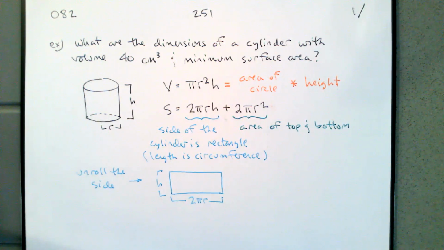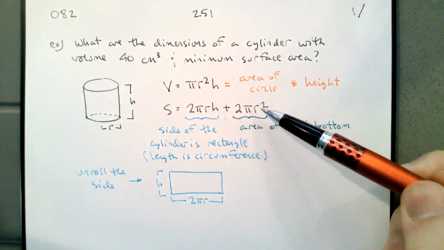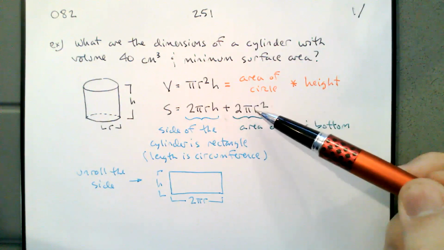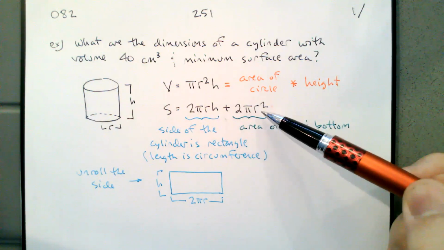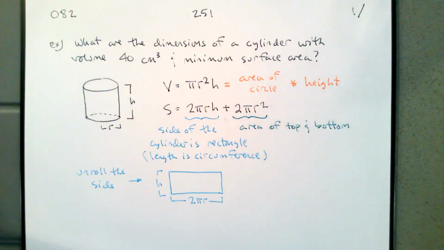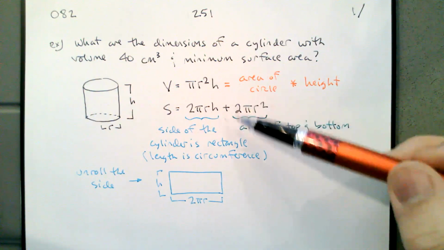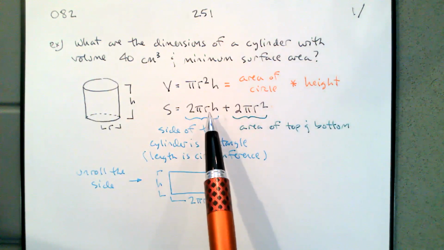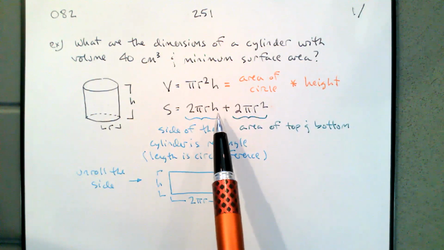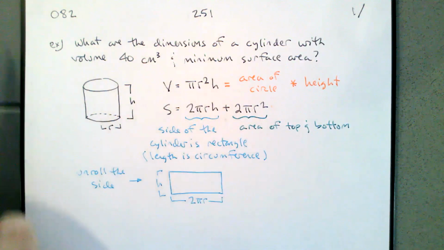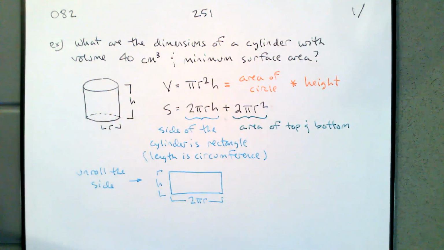For the surface area, I have 2 pi r squared representing the area of the two circles on the top and the bottom. The radius is measured in centimeters. Radius squared will give us square centimeters. So this term gives us square centimeters. Over here in the first term, the radius is in centimeters and the height is in centimeters. Centimeters times centimeters gives us square centimeters. So we got square centimeters for the surface area.